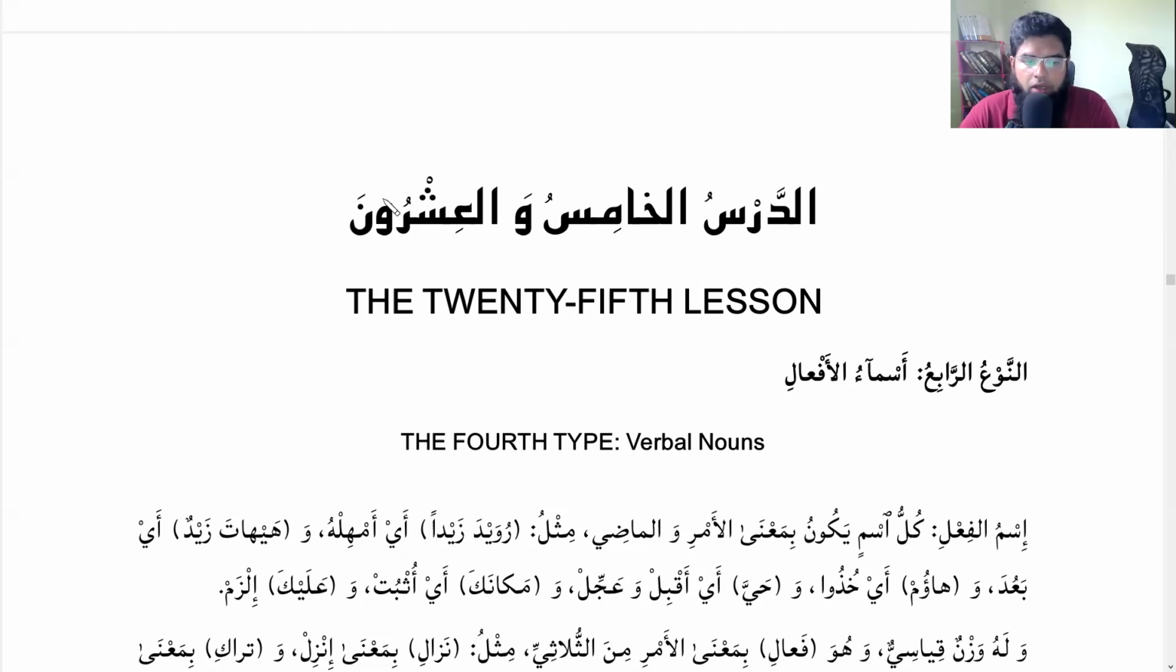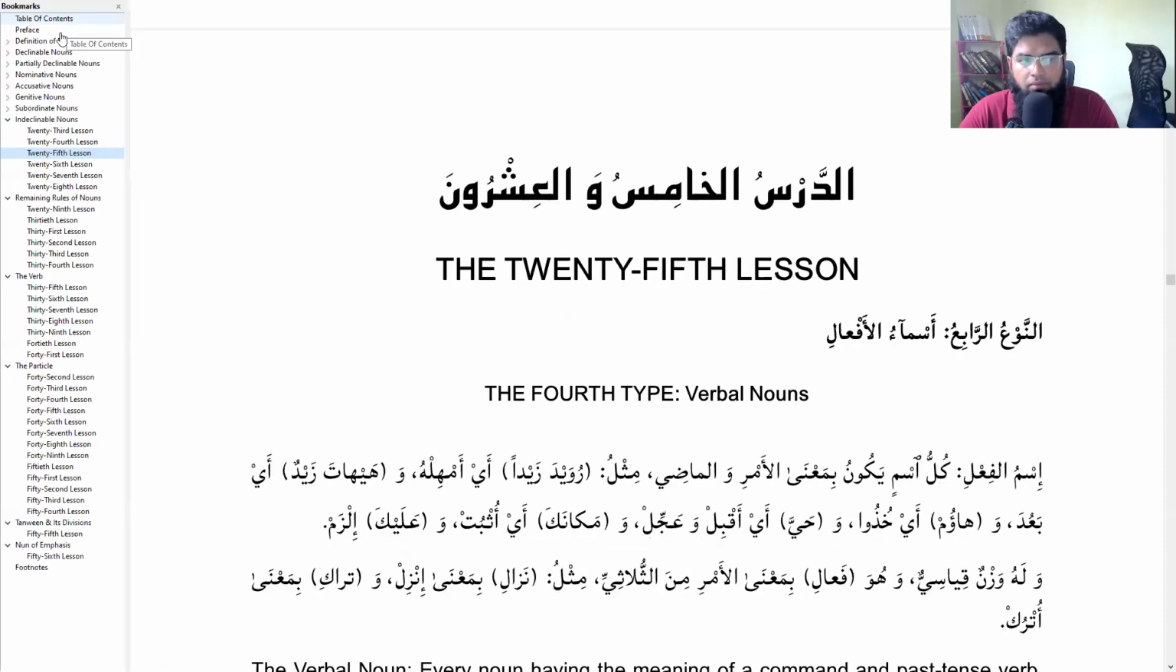We are doing this book, Hidayatun Nahw. There are 56 lessons and we've reached the 25th lesson today. We are doing Mabniyat, fixed, right? Because he has his book divided into, if you can see these bookmarks, three parts: Ism, Fi'l, and Harf, three parts of speech.